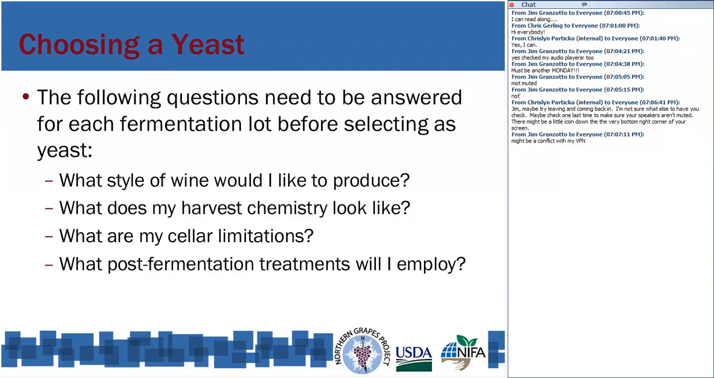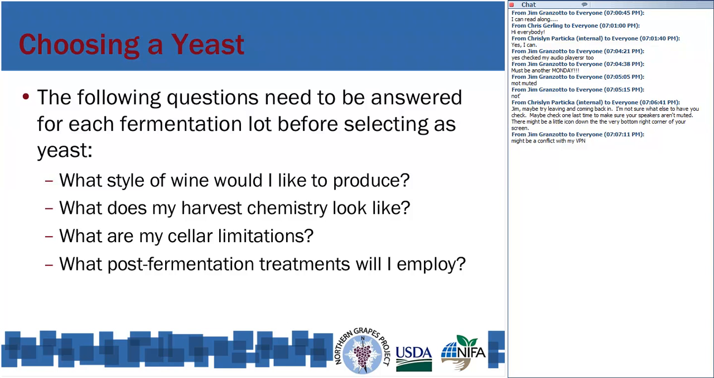And the first question you should ask yourself is, what style of wine would you like to produce? So you're going to use a very different yeast if you want to make young, fruity, fresh wine versus a barrel-aged reserve wine. You're going to be limited by yeast selection depending on your harvest chemistry as well. So some really high Brix musts, or if you have a high potential alcohol, it eliminates some of the weaker, less ethanol tolerant yeast. And cellar limitations are another thing.